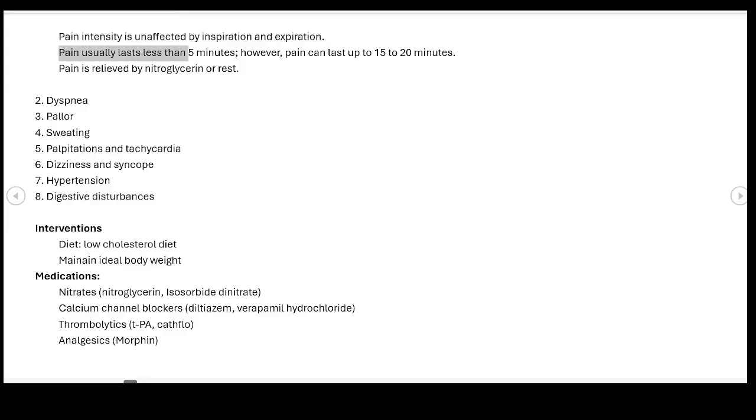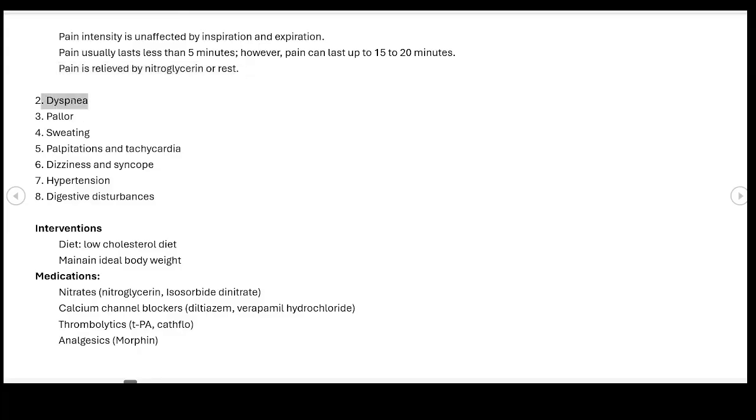The pain usually lasts about 5 minutes. However, it can take all the way to 15 to 30 minutes. Now, this pain is not going to be released by nitroglycerin or rest. If it does, then we say that that is a stable angina. But usually, we use morphine sulfate. Morphine sulfate is an opioid. It's going to dilate the blood vessels and also control the pain.